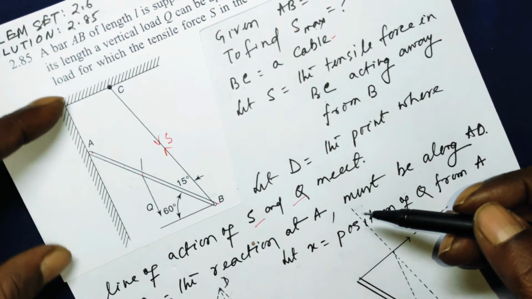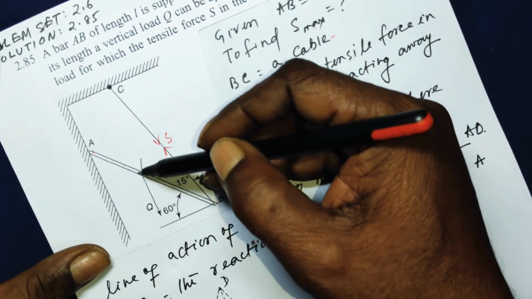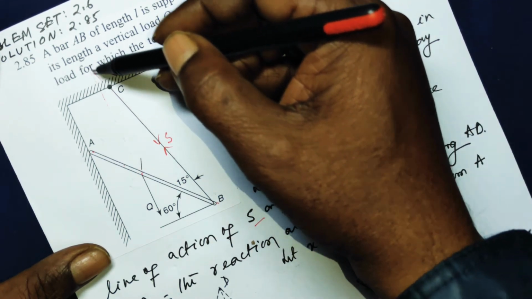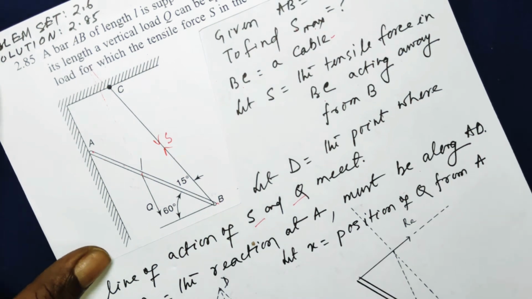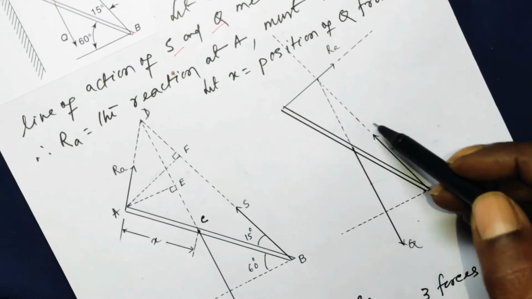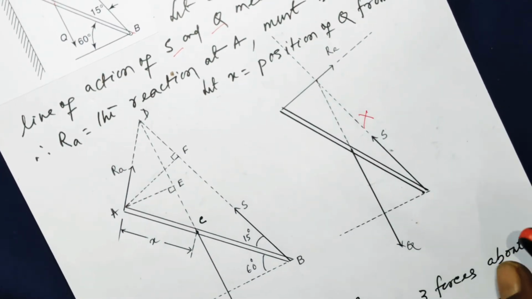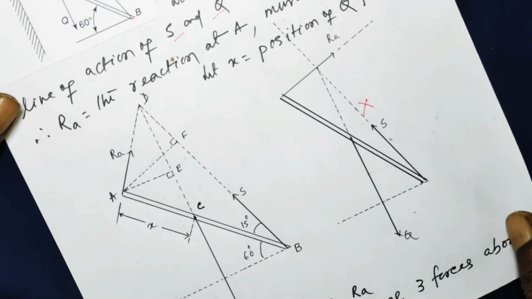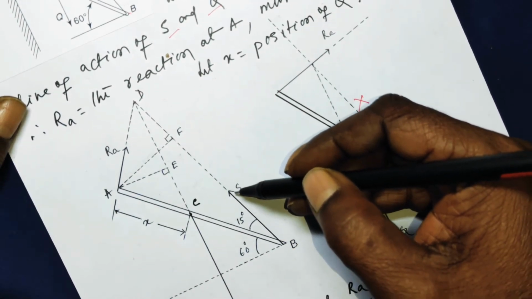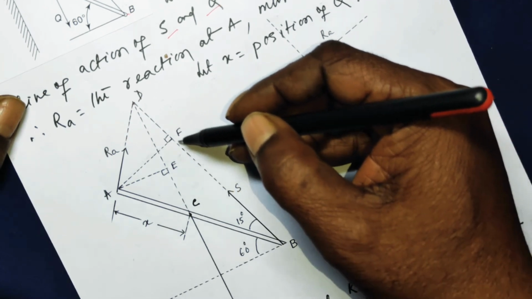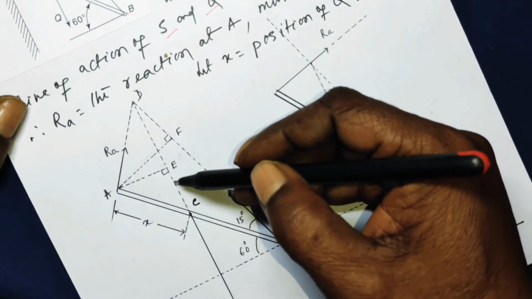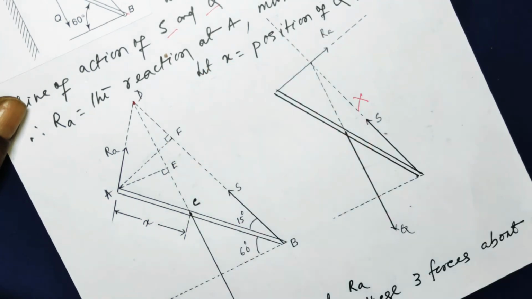Now, if you produce this Q to this side, and S to this side, they will meet at some point. Let that point be D. So I have redrawn the diagram. Don't look at this, it went slightly wrong. So here, this is the line of action of the tensile force S developed in the cable, going to this side. The line of action of Q is produced to this side. Both meet at point D.